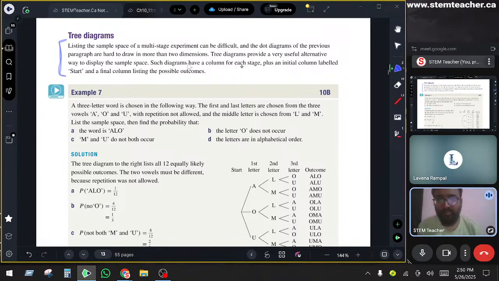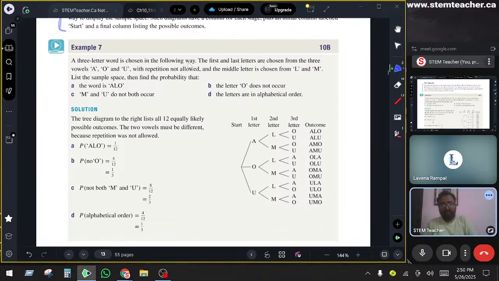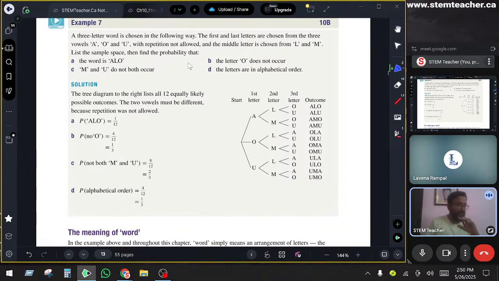Such diagrams have a column for each stage. There are two columns, three columns, four columns, plus the initial column labeled as start, and the final column listing the possible outcomes. So we are making a tree. First one is the start. Then we will go to the next and next and next. So can you read the first question first of all? What is the question?